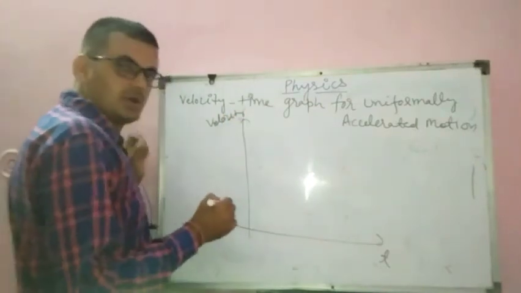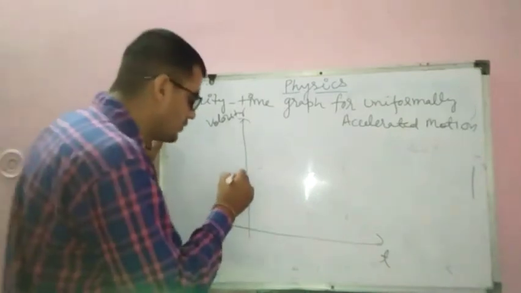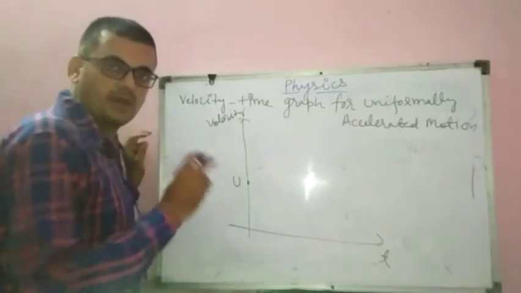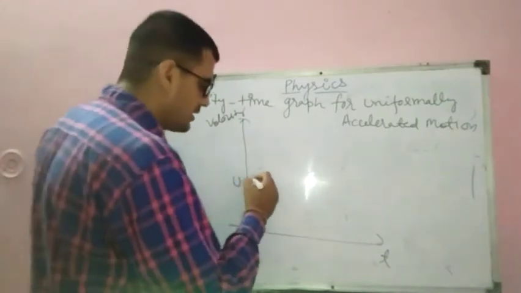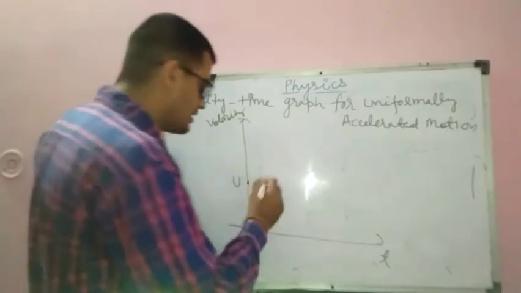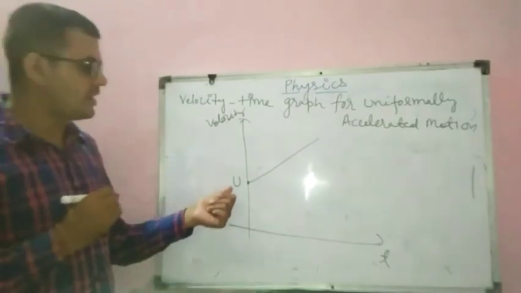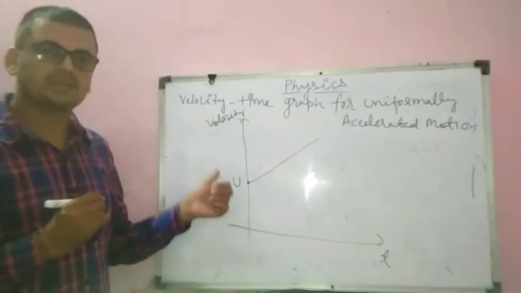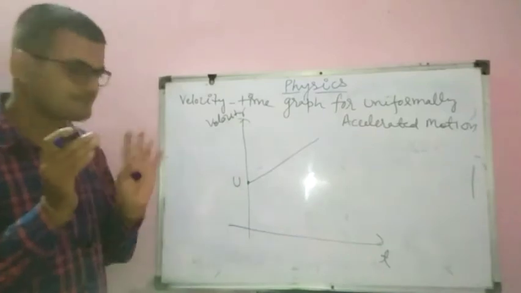Let us suppose a body has an initial velocity u, or you can say the body has started with an initial velocity u. Now, it is uniformly accelerated. You know that in uniform acceleration or uniform motion, the shape of the graph will be a straight line with an initial velocity u. It will not start from the origin. It is uniformly accelerated, which means it has some amount of velocity.